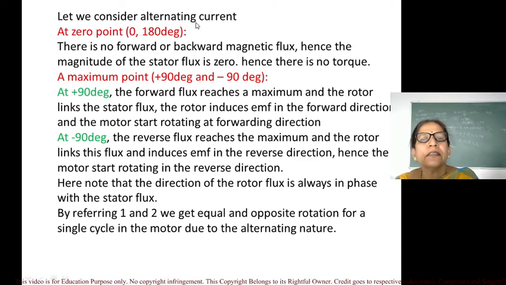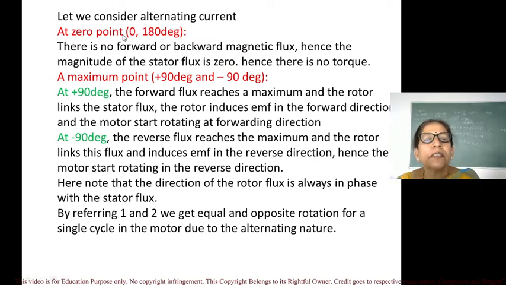Now let us consider the alternating current, voltage and flux. All are having similar nature of variation. So we will consider the 4 points, particularly 0 degree point, then 90 degree point, 180 degree point and minus 90 degree point. On the waveform, we will consider these 4 points and we will discuss what is the value of forward and backward flux for these particular points.